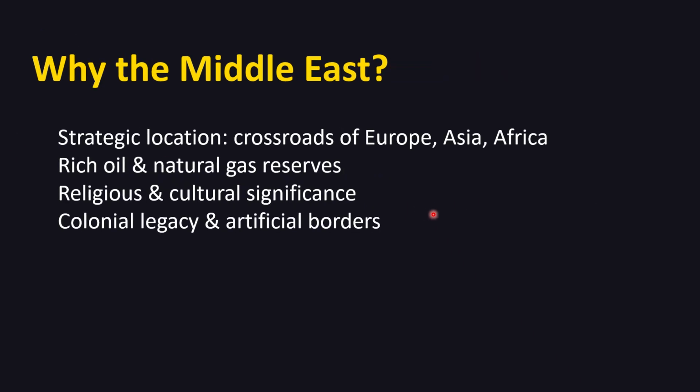Why the Middle East? The Middle East is often described as the crossroads of the world. Why? Because it sits right between Europe, Asia and Africa. That makes it a strategic hub for trade, for military presence and for diplomacy. Add to that huge reserves of oil and natural gas, which the world depends on.